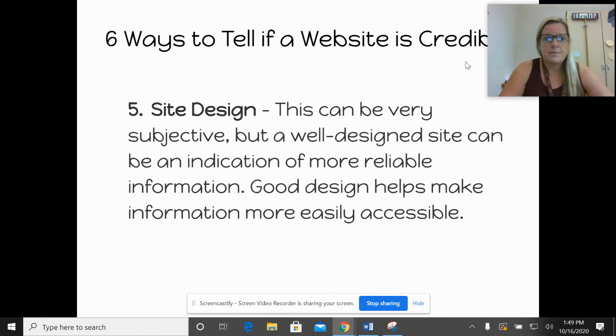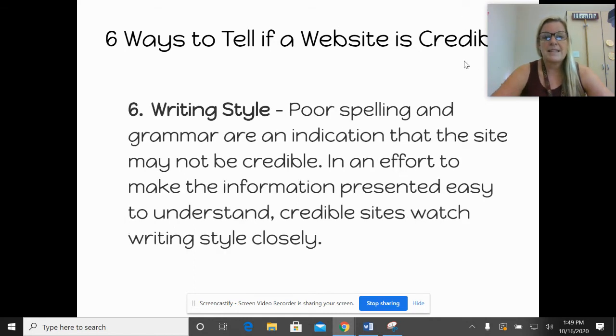And 6, the writing style. Poor spelling and grammar are an indication that the site might not be credible. In an effort to make the information presented easy to understand, credible sites watch writing styles very closely, and they will have several people check and edit the material before it ever gets published.